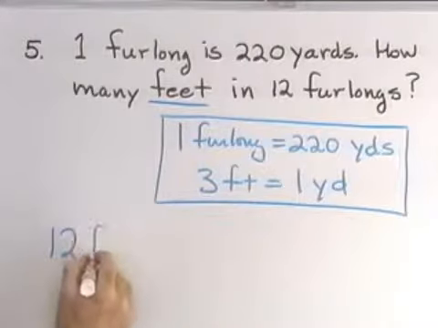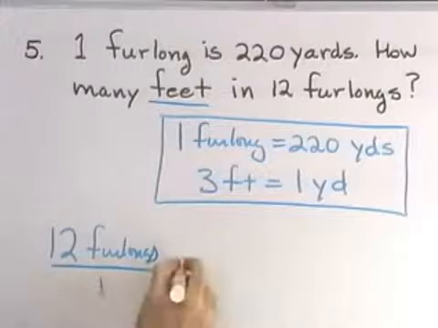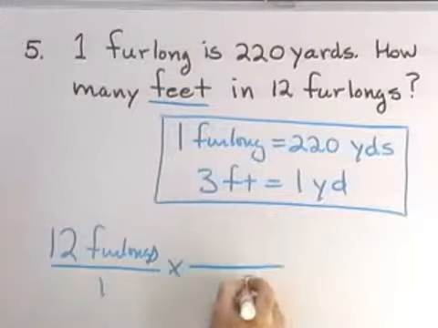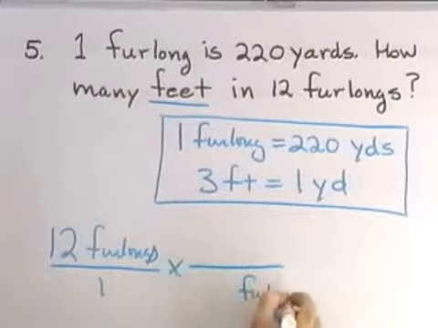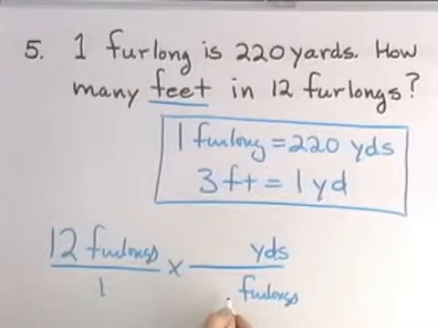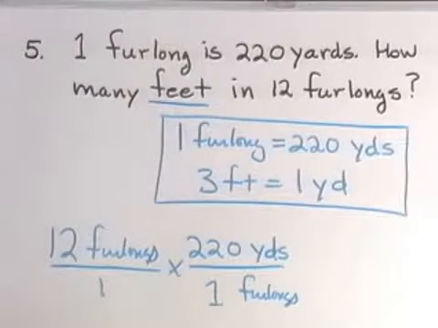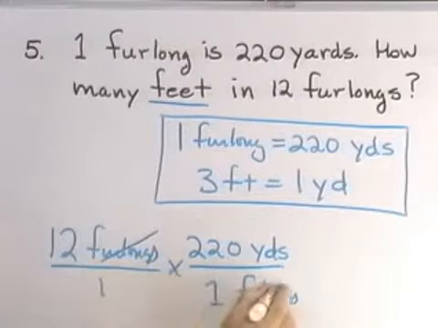So I'll start with 12 furlongs. And remember, that's over 1. Now let's convert furlongs to yards. So I know that there is 220 yards in every 1 furlong. Now that will allow my furlongs to divide out.